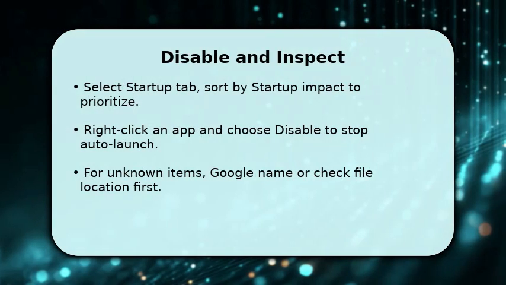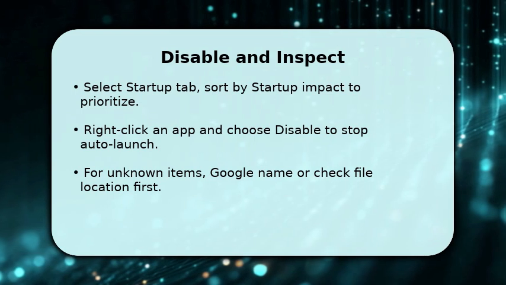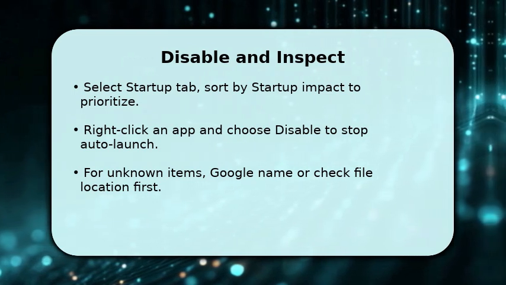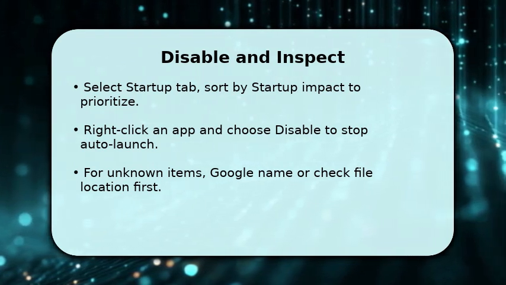Once in the Startup tab, sort by startup impact to find the heaviest offenders. High-impact apps are where you start. Click an entry and choose Disable to prevent it launching next time. Note this does not uninstall the program.